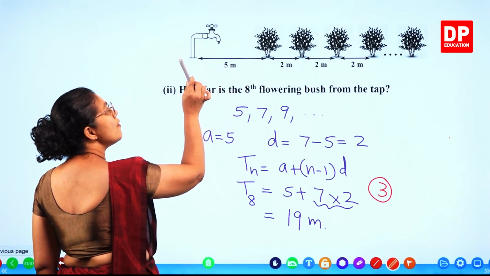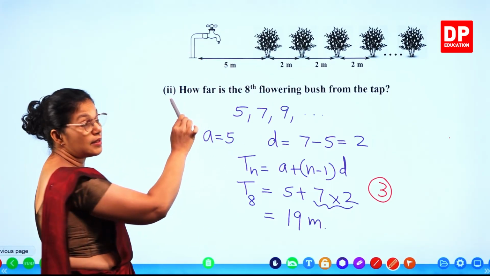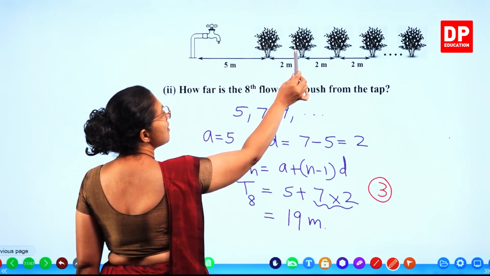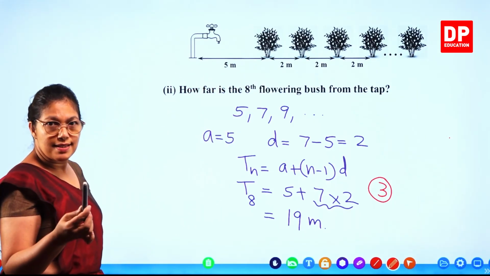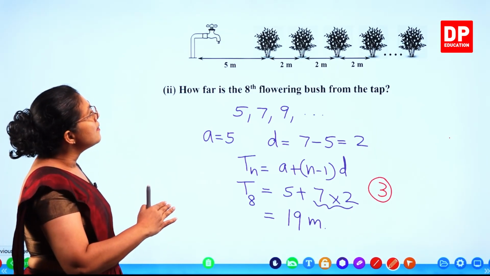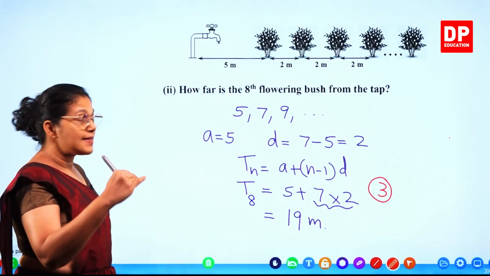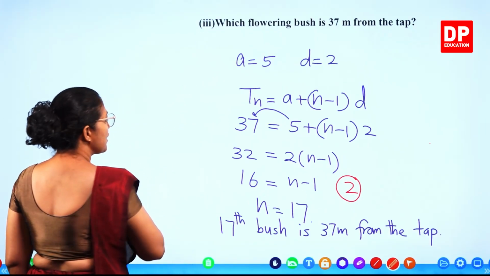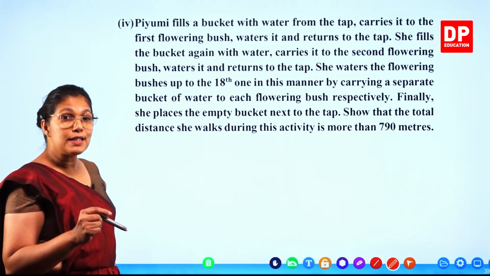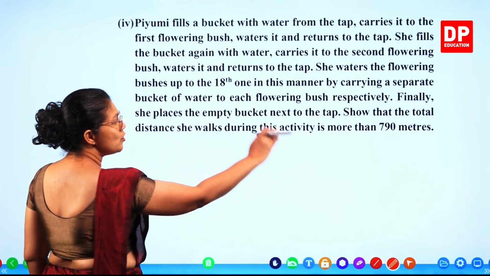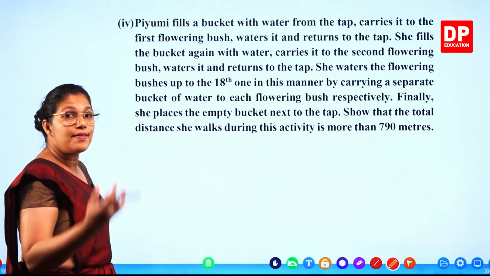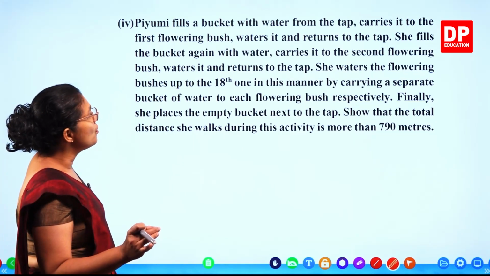So here we can see from the diagram, for the first bush she goes 5 meters, again coming back to the tap. So 5 and 5, 10. For the next one, she goes 7 meters, again coming back. 7 and 7, 14 meters. So we can see for each bush, this person goes twice the same distance. So what we can do, we can find the sum of the terms, and finally multiply by 2, because going to the bush is one distance, and then coming back is another distance. So twice you have to do the whole part.